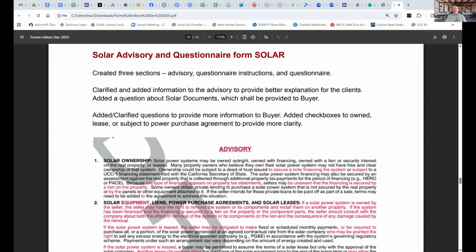Solar advisory and questionnaire form, solar. So they did some rearranging on this one. This one's kind of a tough one for a lot of property owners, but basically what they did is they created 3 sections: an advisory, a questionnaire instructions, and the questionnaire itself. They clarified and added information to the advisory to provide better explanations for the clients. They added a question about solar documents, which shall be provided to buyer. They added clarified questions to provide more information to buyer. They added checkboxes to owned, lease, or subject to power purchase agreement to provide more clarity.